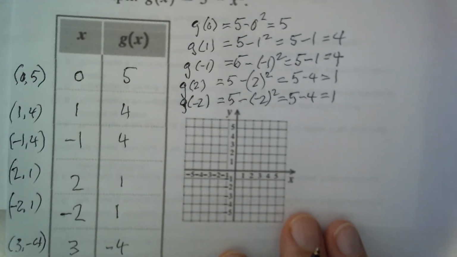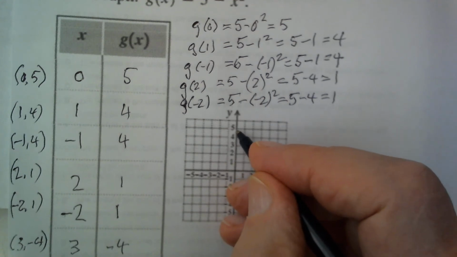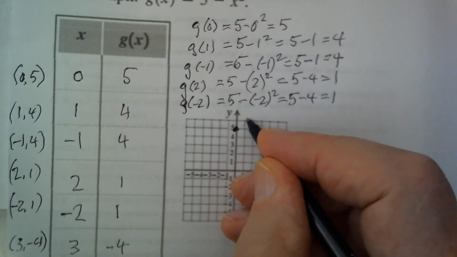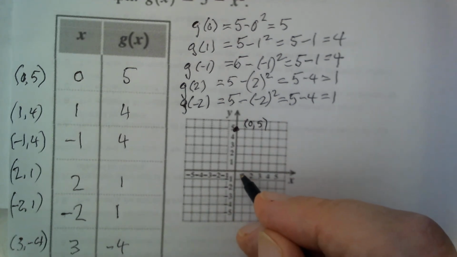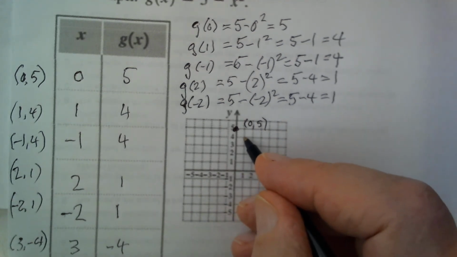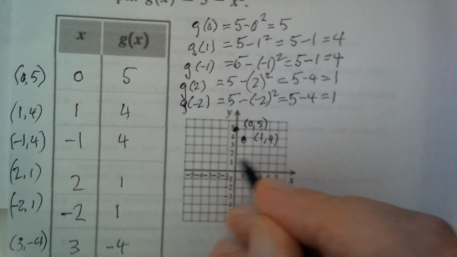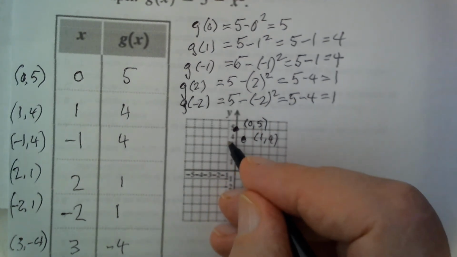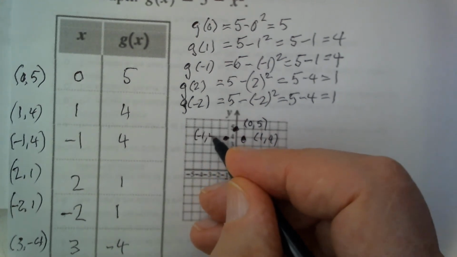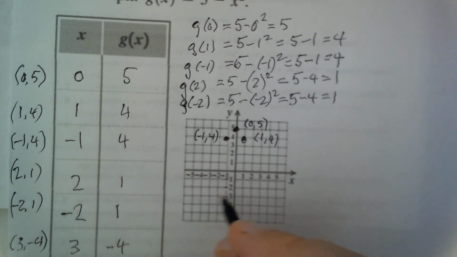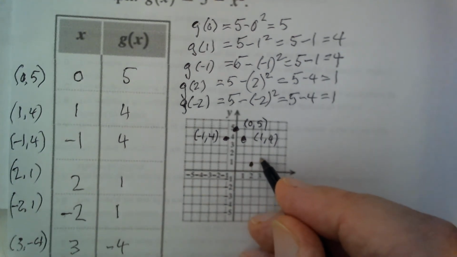The next step is to plot these ordered pairs. So 0, 5 would be this point here. And 1, 4, x equals 1, y equals 4, that's this one here. And then minus 1, 4 would be this one here. And then 2, 1, x equals 2, y equals 1, that would be this point here.